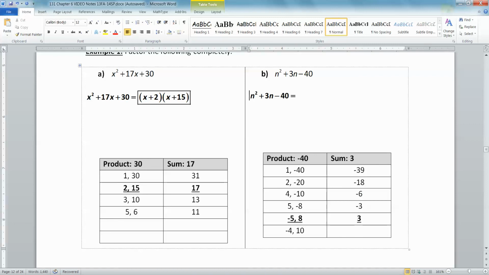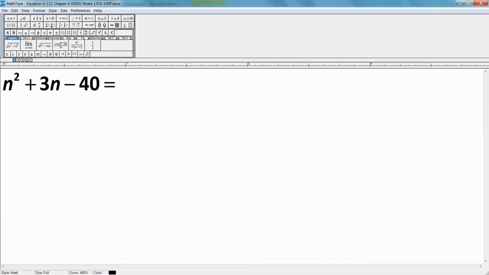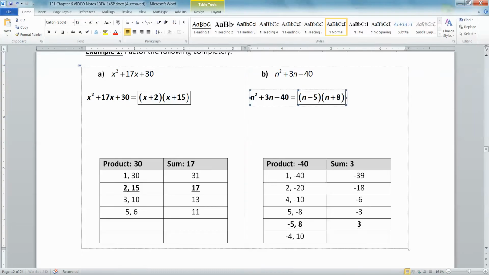All right, so that means that our answer is negative 5 plus 8. So you go n minus 5 and n plus 8, because n was our variable in this problem. Done.